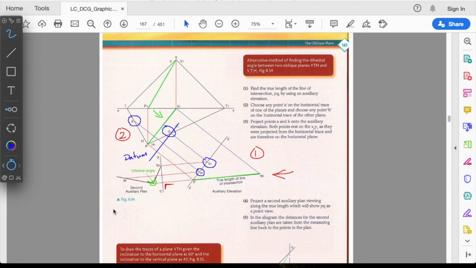So if we have two oblique planes that are in contact with each other, we have to find the line of intersection first, then we'll often have to find the true length of that line of intersection, and then the dihedral angle, which is the true angle between the two planes.